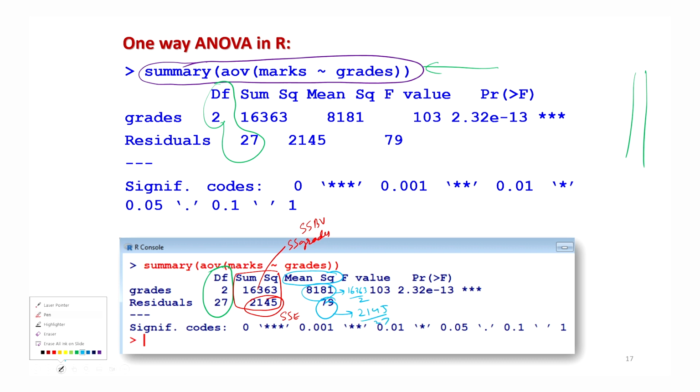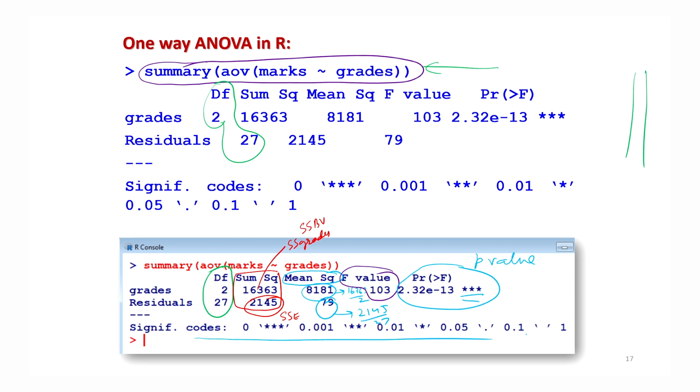And then finally we have the F value, which is 103, and after that we have the P value. So now it is trying to give you different options, that these stars are giving the significance code. But if you try to see the P value here, it is something like 2.32 times 10 to the power of minus 13, very close to 0.